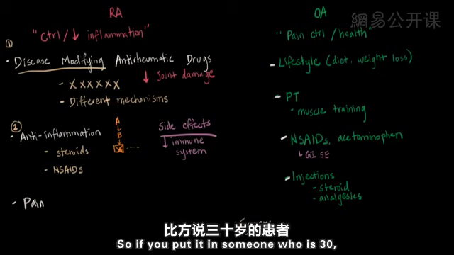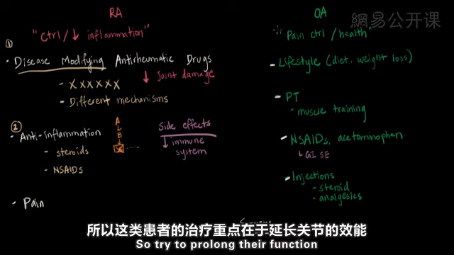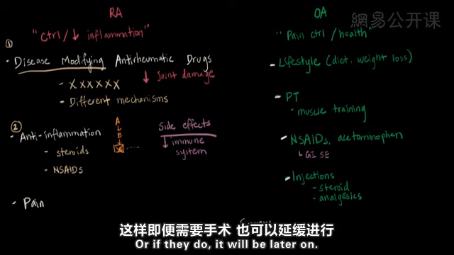So if you put it in someone who is 30, they're going to have to keep getting joint replacements. So we try to prolong their function and decrease their symptoms so that they don't get to surgery, or if they do, it will be later on.